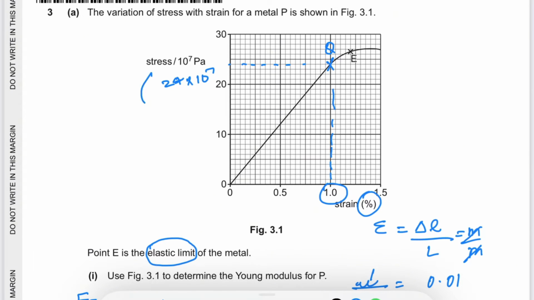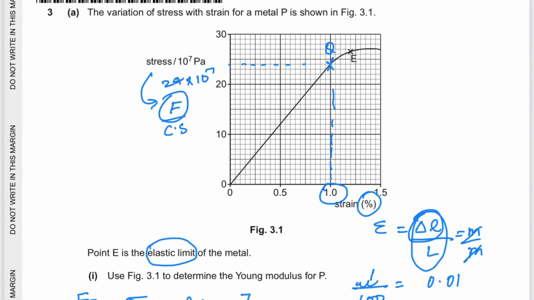And because stress is equal to force over cross-sectional area and strain is equal to extension divided by length, they are proportional to applied force and extension, which is why we can use the same conditions in this case.